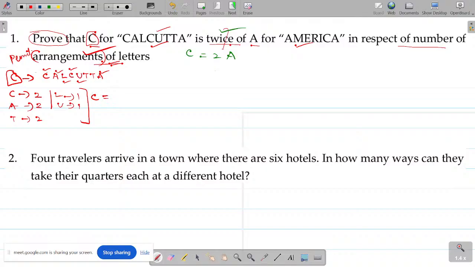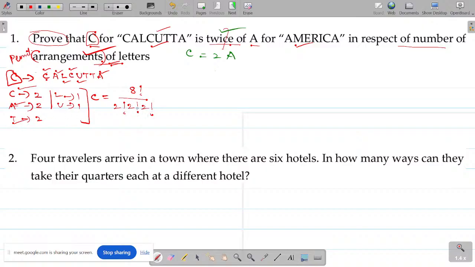You know the formula when there are repetitions, we have to write it as n factorial divided by p factorial, q factorial and r factorial multiplied. Okay, so how many are here? 1, 2, 3, 4, 5, 6, 7, 8. Okay, so this is 8 factorial divided by C is repeated twice, p factorial. So 2 factorial. A is repeated twice, q factorial. So 2 factorial and T is repeated twice, so 2 factorial.